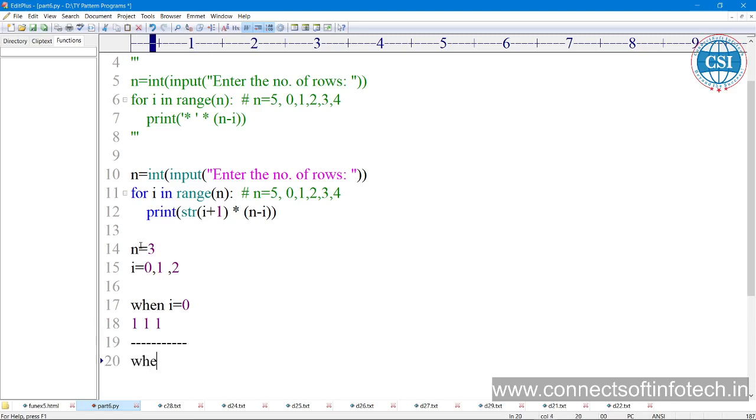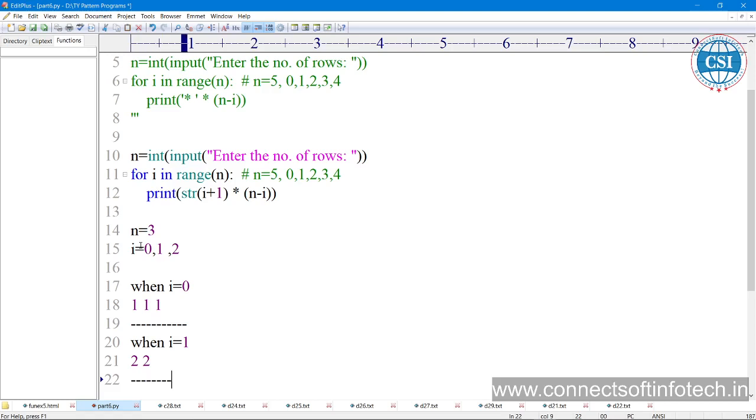Now when i becomes 1, str of i plus 1, that is 1 plus 1, which becomes 2. How many times? What is the value of n? 3. 3 minus i, where i is 1, so 3 minus 1 is 2 times. So 2 will be printed 2 times.